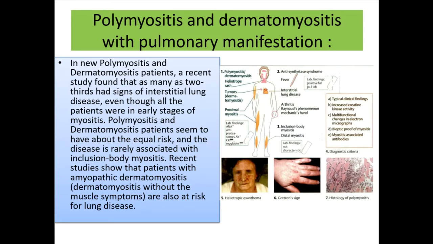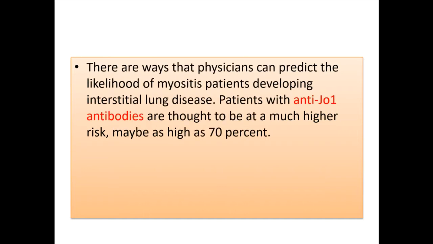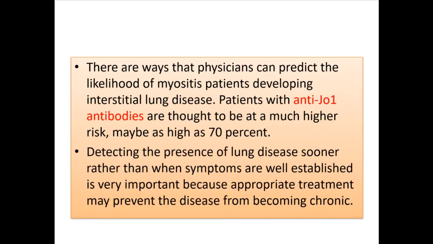Recent studies show that patients with amyopathic dermatomyositis, without the muscle symptoms, are also at risk for lung disease. There are ways that physicians can predict the likelihood of myositis patients developing interstitial lung disease. Patients with anti-Jo1 antibodies are thought to be at a much higher risk, maybe as high as 70%. Detecting the presence of lung disease sooner, rather than when symptoms are well established, is very important because appropriate treatment may prevent the disease from becoming chronic.